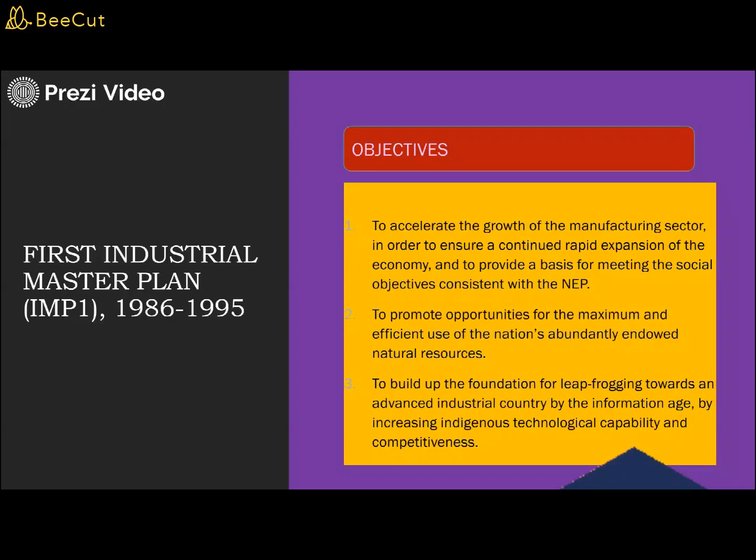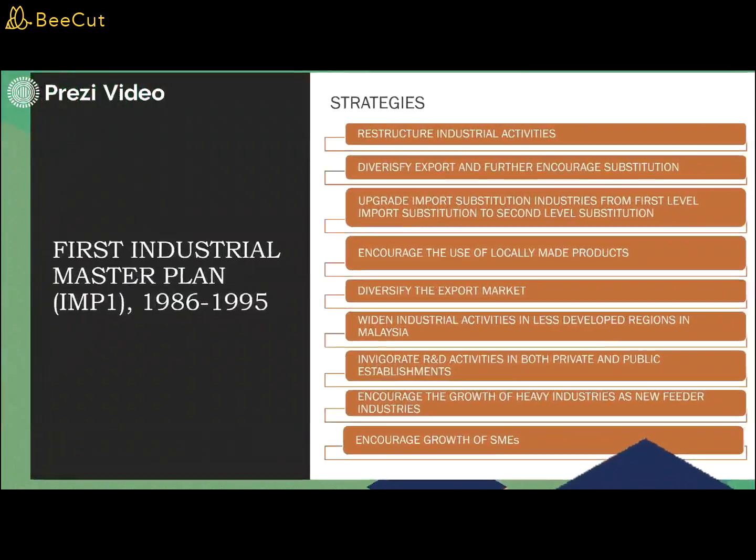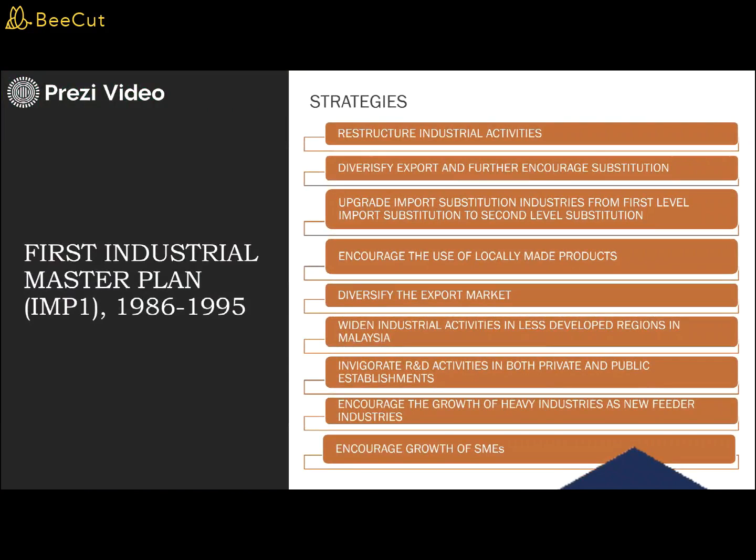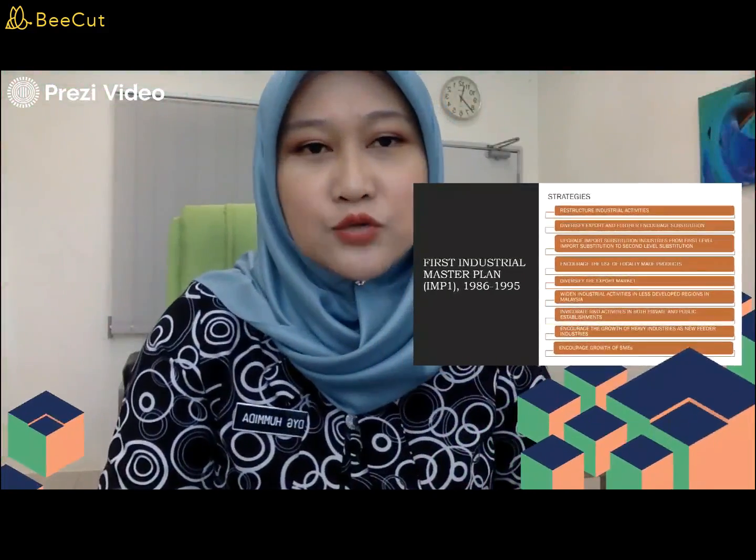The next slide looks at the nine strategies under this Industrial Master Plan. Basically, these strategies are to restructure, diversify, upgrade, and encourage locally made products under these industries, and also to widen industrial activities to less developed regions in Malaysia, and also to encourage growth in small and medium enterprises.